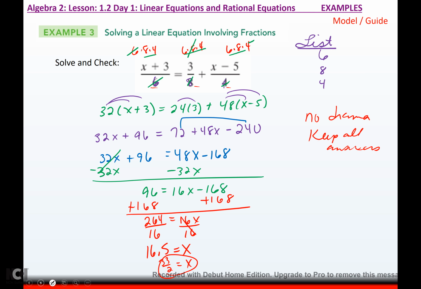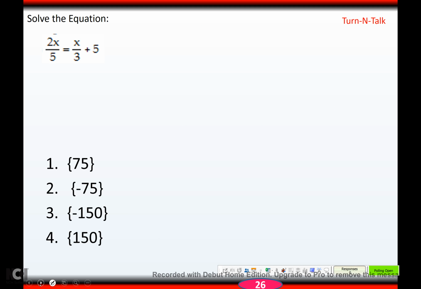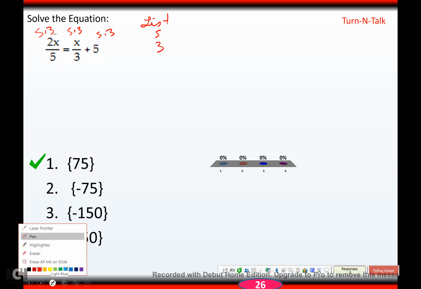Alright, you try this one. Come back when you're ready. And hopefully you got one. Alright, in my list, I have a 5 and a 3. So I got to multiply everything by 5 and 3. And then divide or multiply.